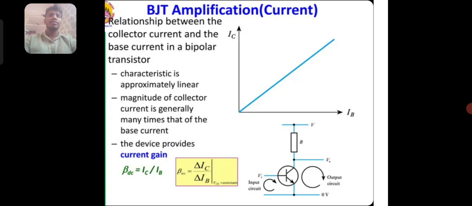After that, BJT amplification: the relationship between the collector current and the base current in a bipolar transistor. The characteristic is approximately linear. The magnitude of the collector current is generally many times that of the base current. The device provides current gain. Here we can see the formula: beta DC is equal to IC by IB, and beta AC is equal to delta IC by delta IB. And this is the graph of the BJT amplification current.